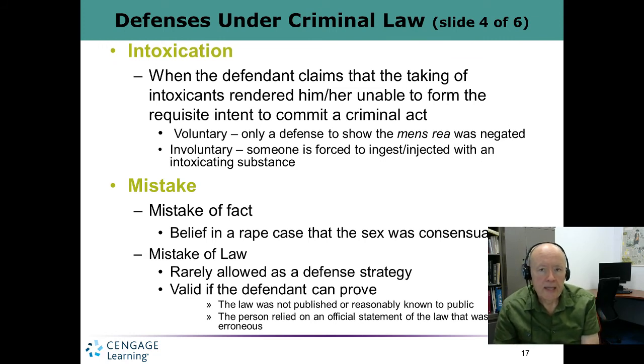Okay, next defense here is mistake. And there are two types of mistake here, just like there were two types of intoxication. There's mistake of fact and mistake of law. Mistake of fact means that some basic part of this you believed to be true, and that would operate as a defense. So your book says belief in a rape case that sex was consensual.